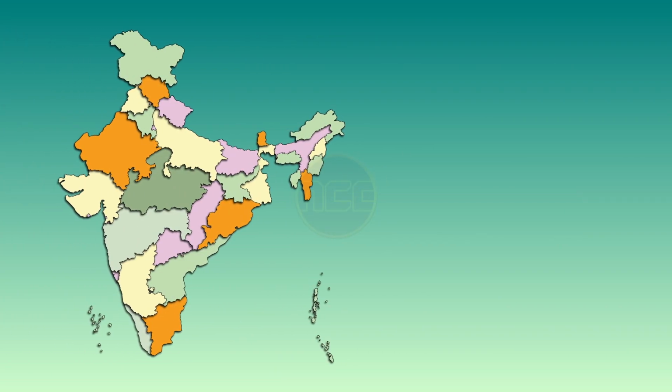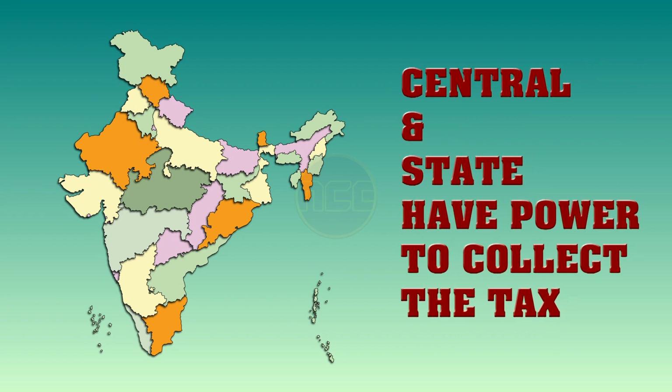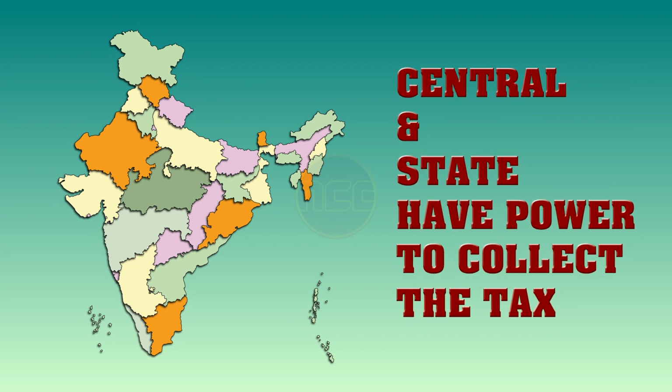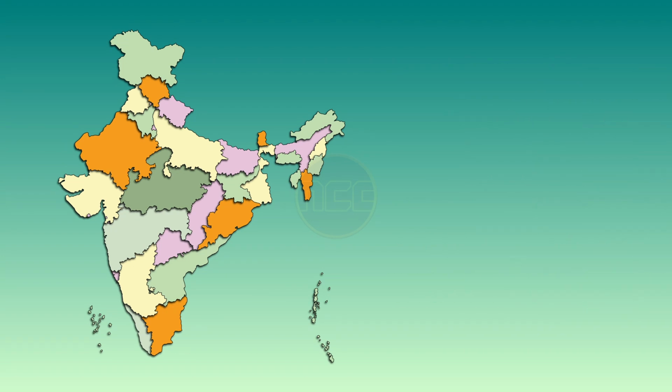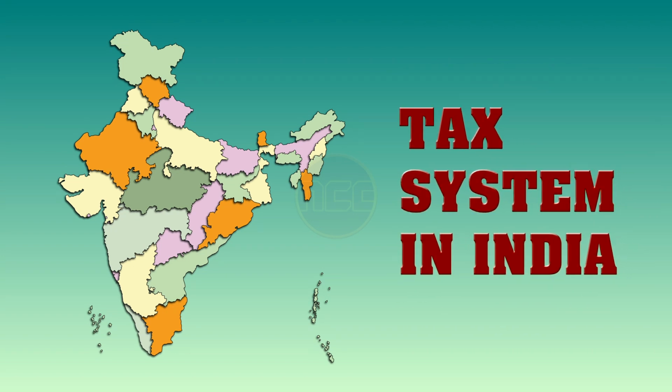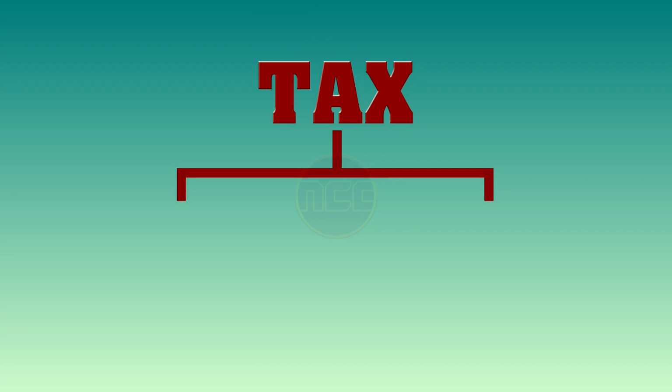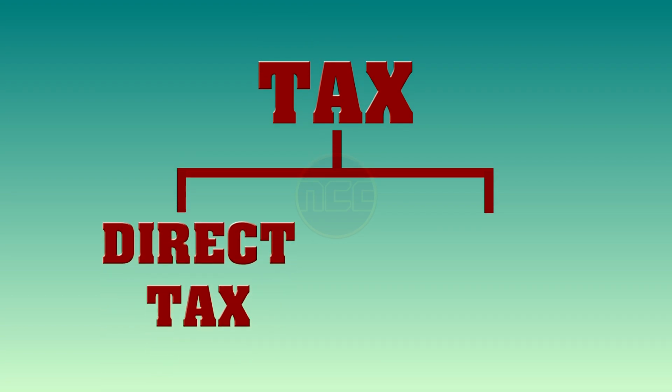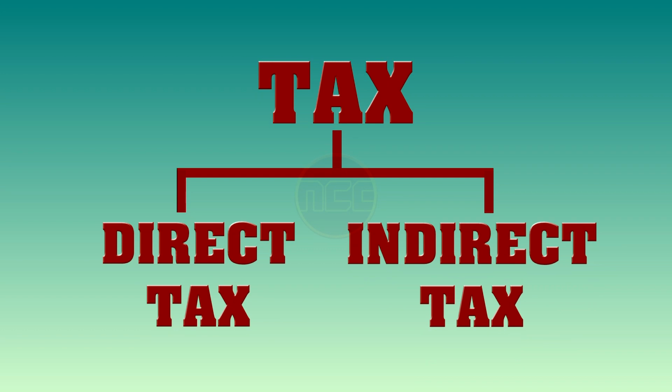India is a federal country. Both central and state have power to levy and collect the tax through appropriate legislation. First of all, we will talk about the tax system in India. There are two types of tax. First one direct tax and second is indirect tax.